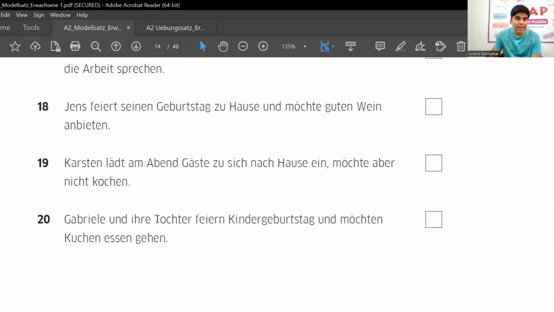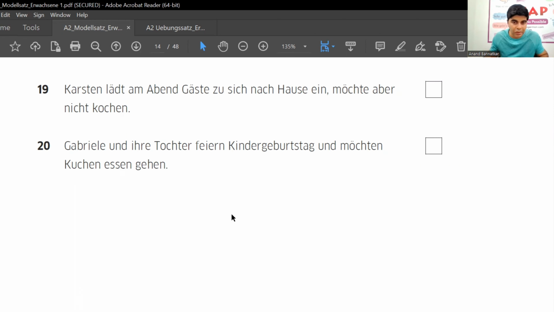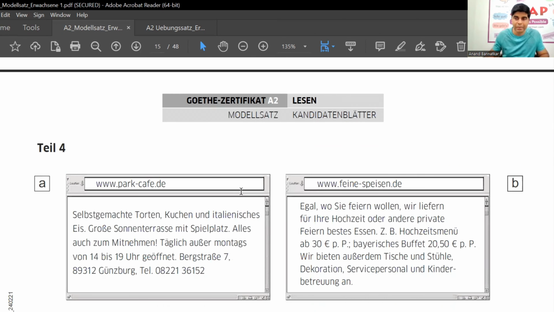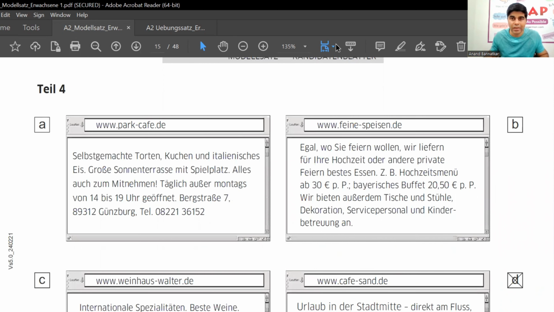And then: "Gabriel und ihre Tochter feiern Kinders Geburtstag und möchten Kuchen essen gehen." They are celebrating a kid's birthday, and they want to go out to eat cake. Not at home, they don't want delivery. They want to go somewhere and eat cake. These are the five purposes, these five people, and we need to help them. So let's read the advertisements one by one, and I will note down the answers here on the right side.